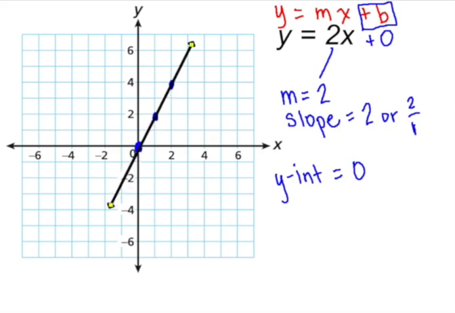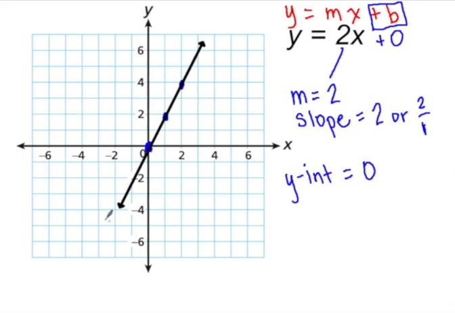So now as I think about this, I could continue on from any of these points and do a rise of 2 and a run of 1, and note that my next point is still on this line.